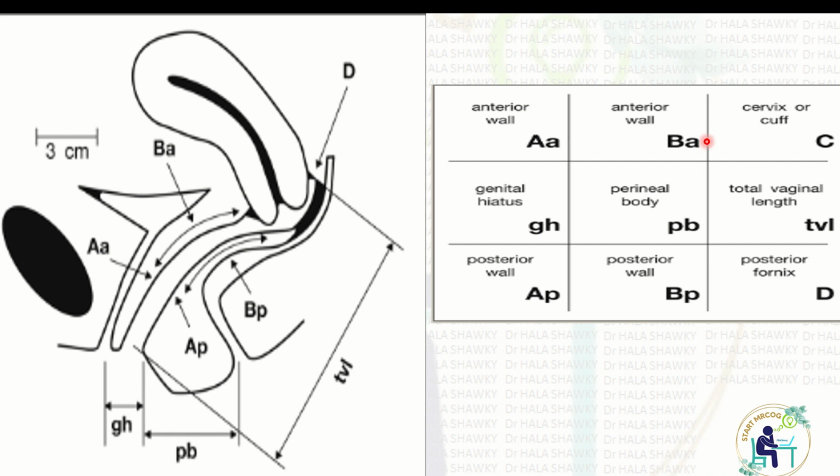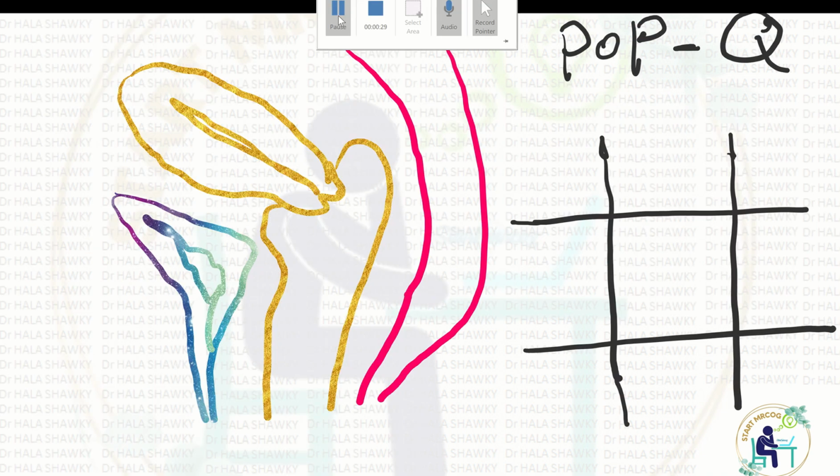Points Aa and Ba demonstrate anterior wall prolapse. Ap and Bp demonstrate posterior wall prolapse. Points C and D demonstrate the apical prolapse. And genital hiatus and perineal body demonstrate how strong the perineal pelvic floor support is and the need for repair or not. Let's start with the demonstration of the points.